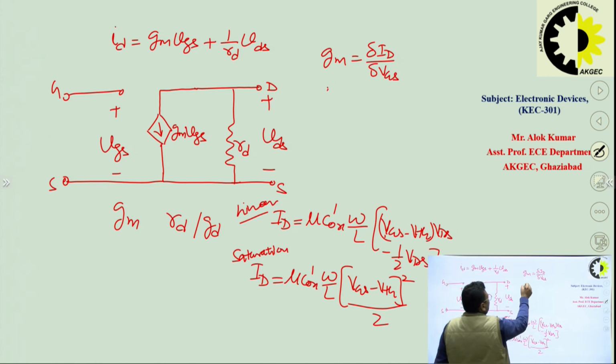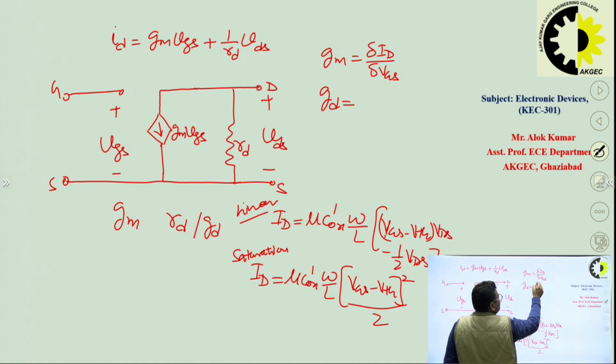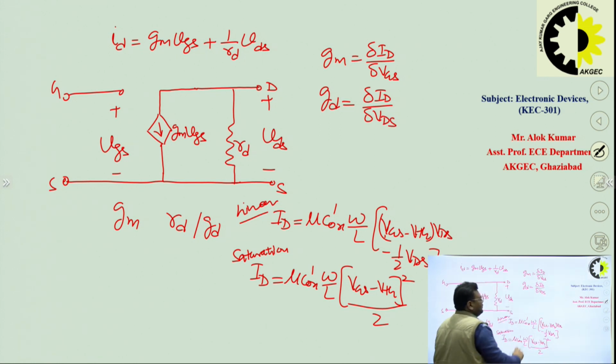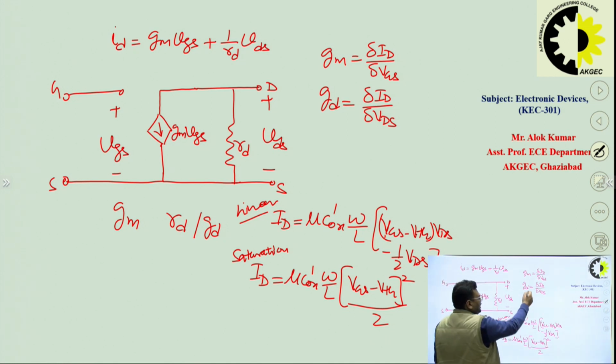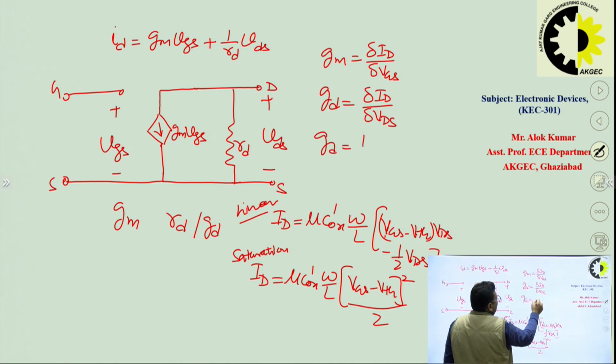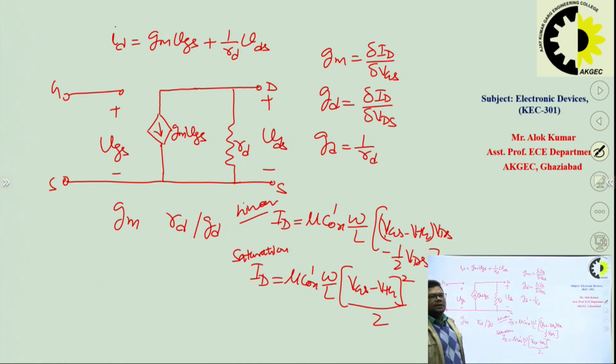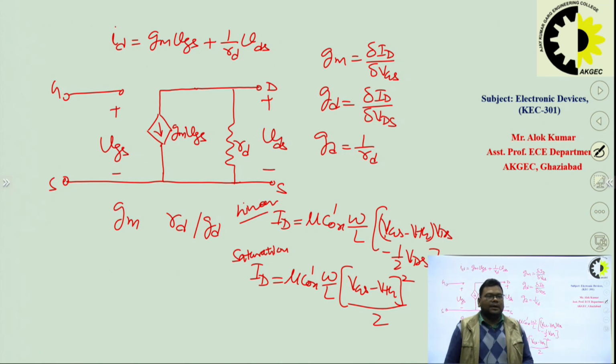Similarly, if we want to find gd, then gd will be ∂ID over ∂VDS. So we can differentiate these equations with respect to VDS, and we will be able to find the value of gd. And gd is nothing but 1 upon rd, and then we can find the value of rd by inverting the obtained value. So this is the way we can do the small signal analysis of the MOSFET.